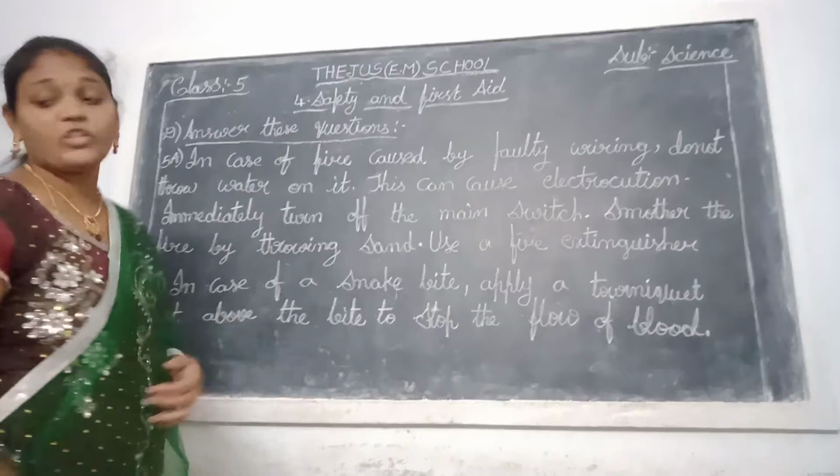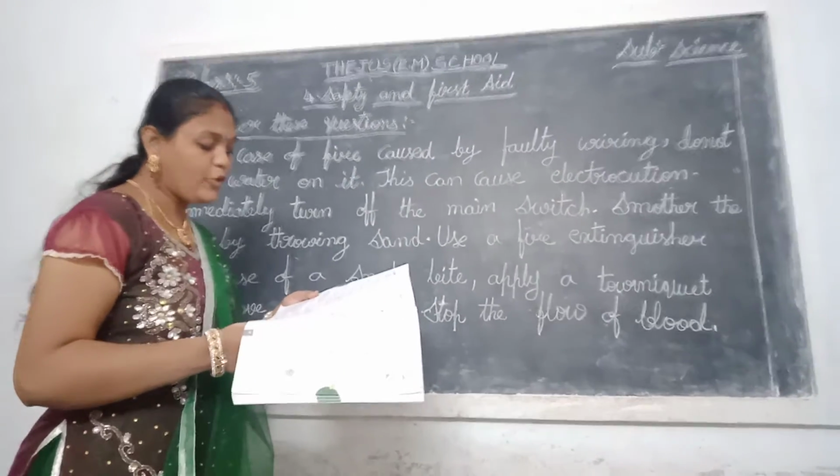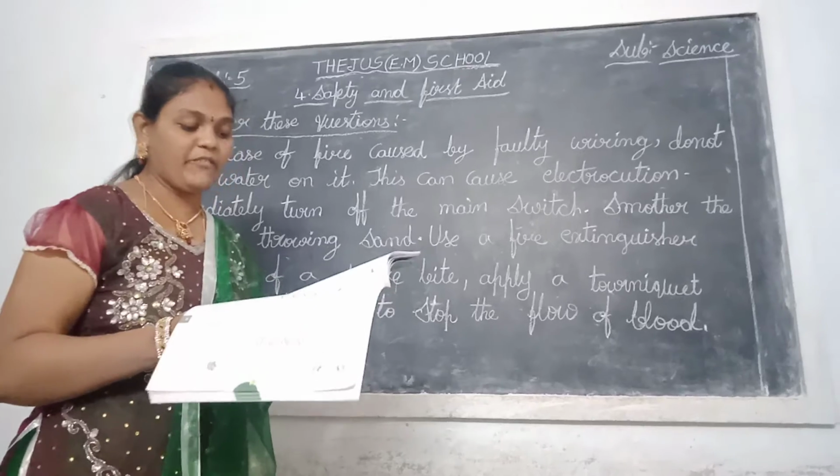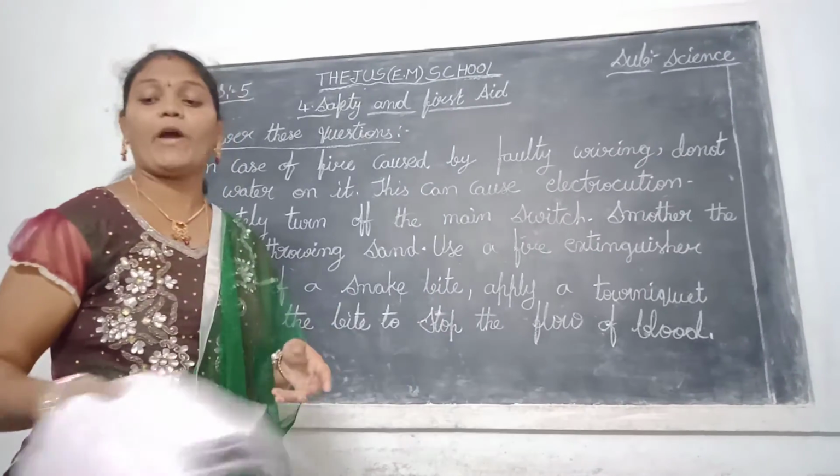See our next one, fifth question children. What is the fifth question? See in your textbook, the question is there. How will you put out a fire caused by defective wiring?